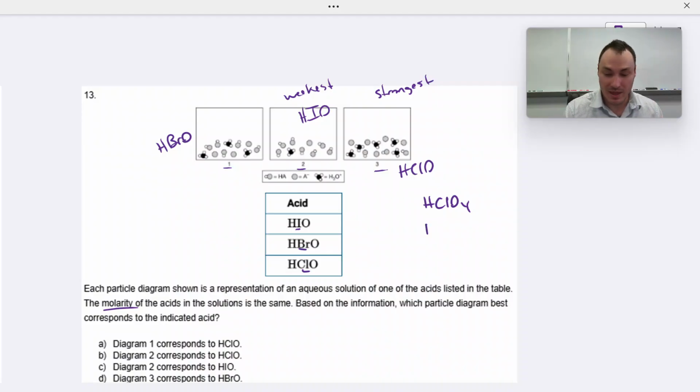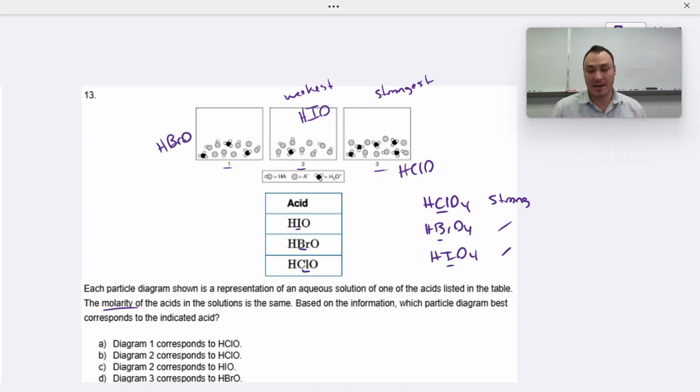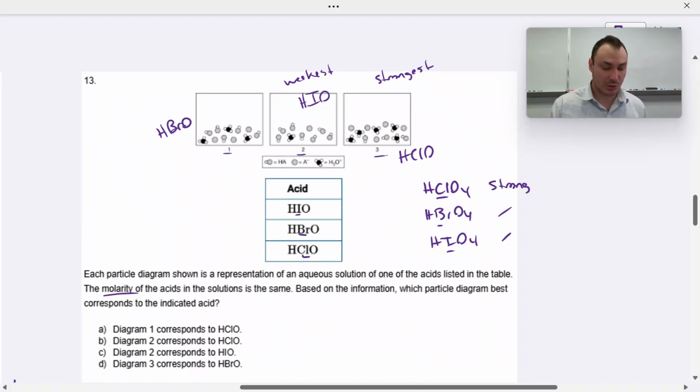I also know that HBrO4 and HIO4 are not strong acids. This guy's strong, these two are not. So what that tells me is there's something about chlorine that's making it stronger than bromine or iodine in oxyacids. Chlorine makes something stronger if it's in an oxyacid, because HClO4 is a strong acid, whereas these other two are not. So just looking at the answers, which of these corresponds to the right thing?